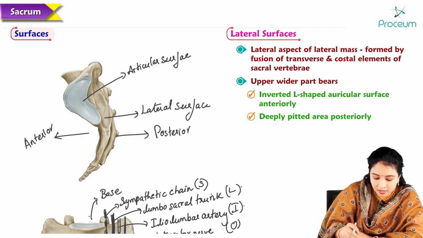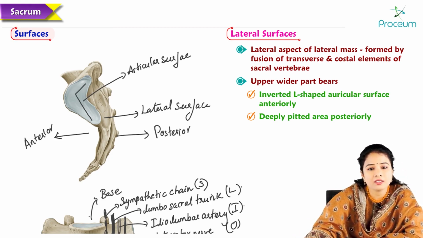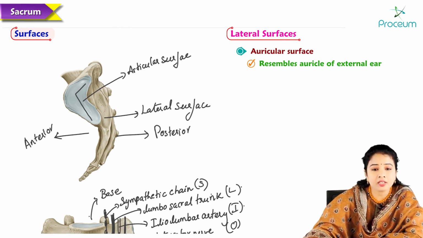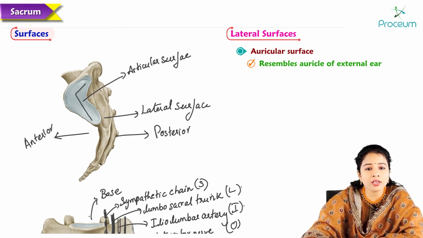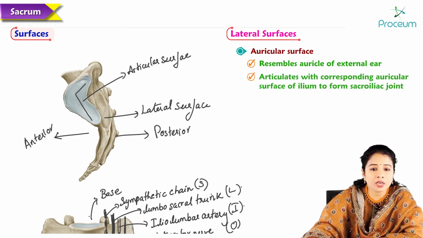What you are seeing here in this image is the lateral surface of the sacrum, where we can see an L-shaped articular surface anteriorly. The auricular surface is so called because it resembles the auricle. This L-shaped articular surface appears like an external ear, so it is called the auricular surface. The auricular surface contains facets which articulate with the corresponding auricular surface of the ilium to form the sacroiliac joint.